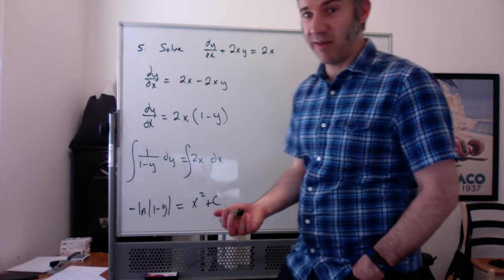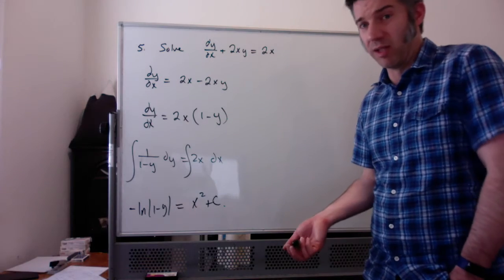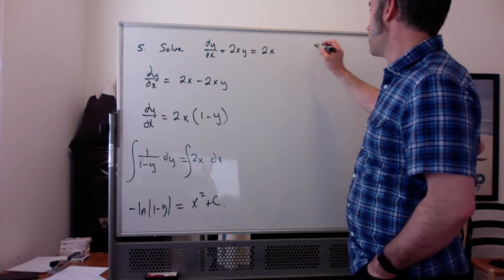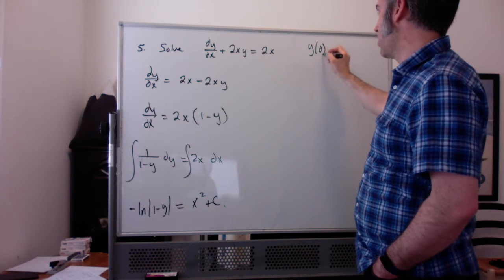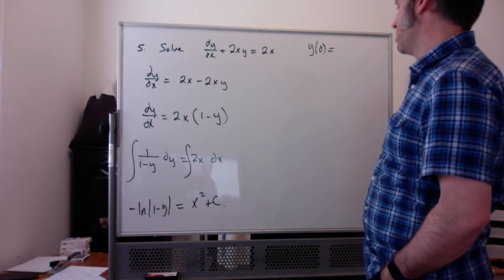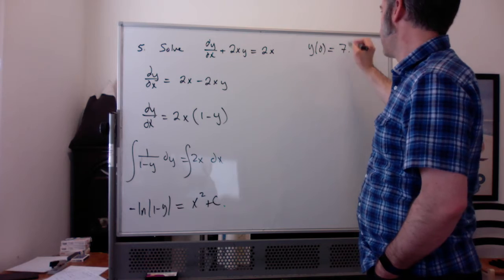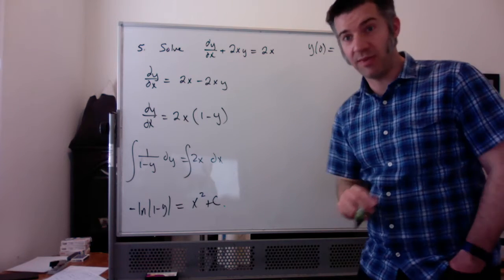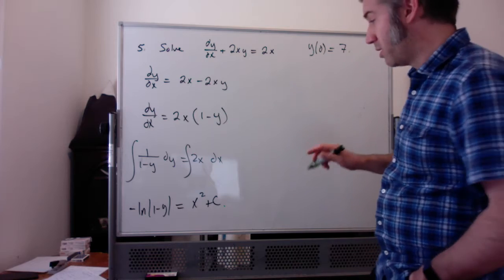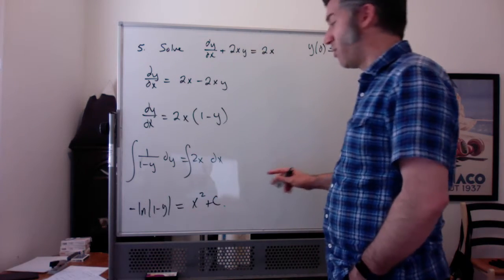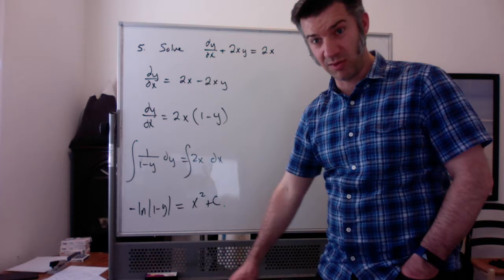Now for this problem, I didn't give an initial condition, but I imagine she probably would. So let's just make one up for a second. Let's say that we have, I don't know, y of 0 is equal to, let's say, 7. Now is not the time to solve for our constant. I'll show you when. So let's multiply both sides by -1, and we're also just going to drop the absolute value. I promise you it will work out.